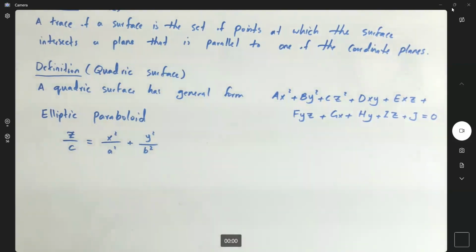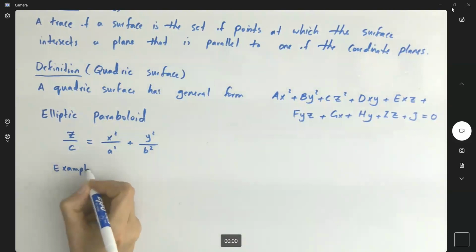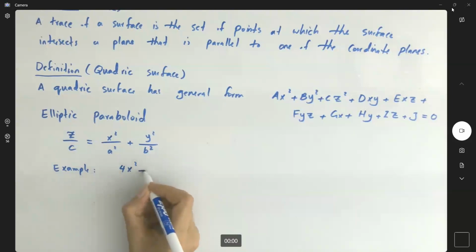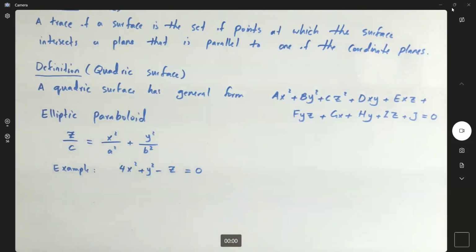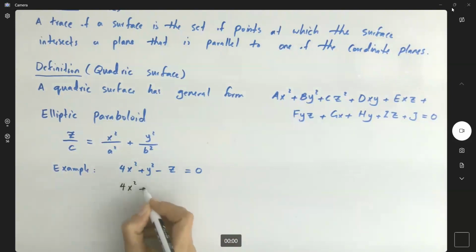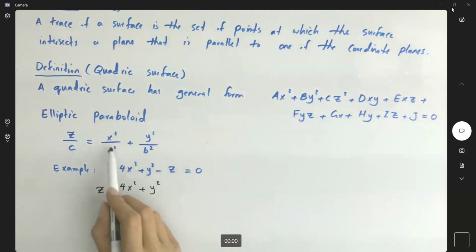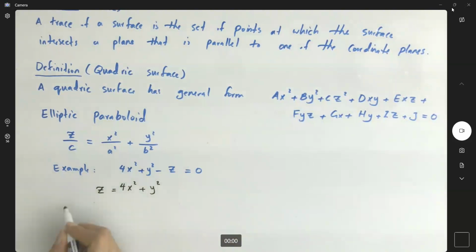Take a look at the following example. In this example, we have 4x squared plus y squared minus z equal to 0. Our job is to identify this surface. Let us bring z to the other side. We get 4x squared plus y squared equals z. We need to have the constant in the denominator. So let us divide everything by 4.